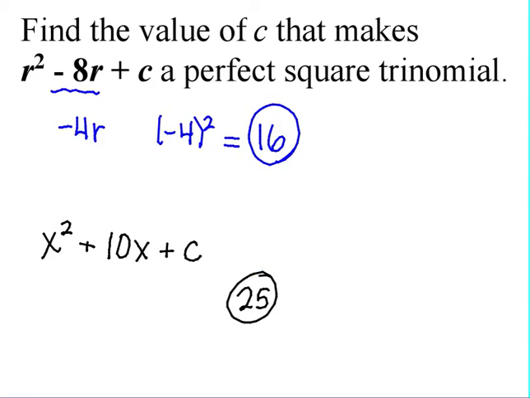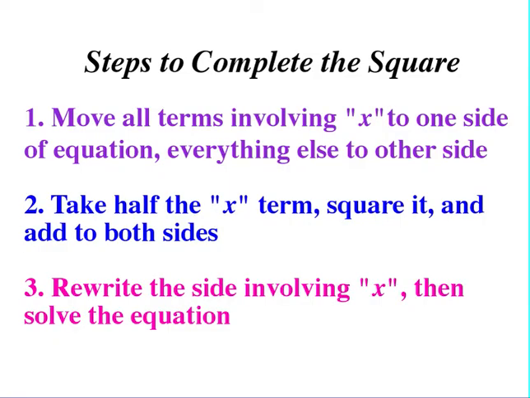So now we're actually going to start completing the square. You already wrote these down, so we're going to go through these steps and talk about them. The first step to completing the square: you move all terms involving x to one side of the equation, everything else to the other side. So when all is said and done, in order to start completing the square, everything with x is on one side, everything else on the other. Okay?